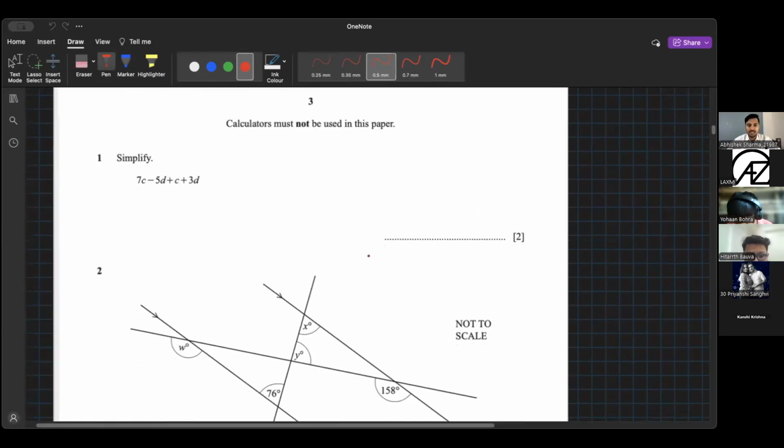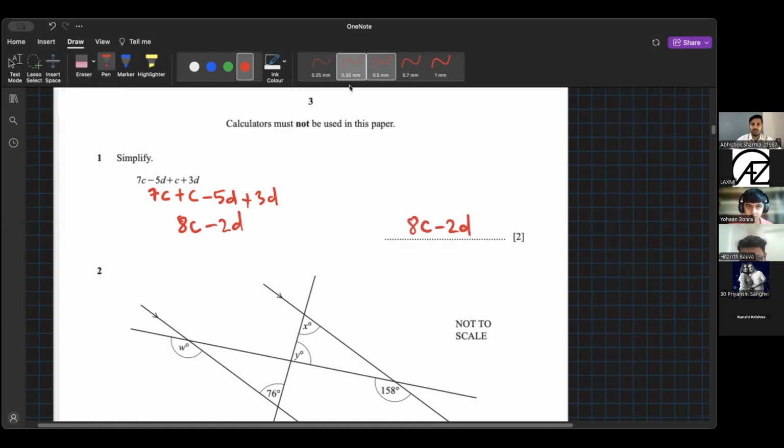The first question: simplify 7c minus 5d plus c plus 3d. So we'll keep all the like terms together. We can simply write 7c plus c minus 5d plus 3d, and then we'll do the operation. So 7c plus c will be 8c, and minus 5d plus 3d will be minus 2d. So we get 8c minus 2d.